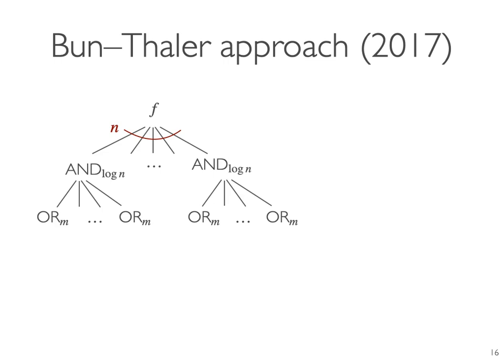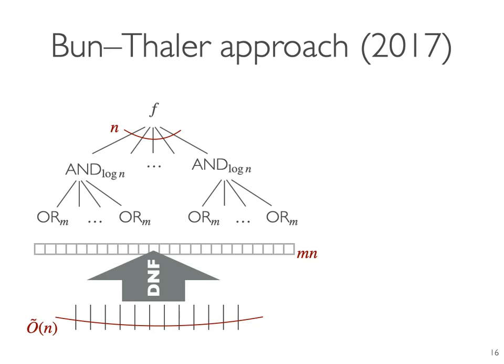However, Bunn and Thaler prove that this new approximate degree lower bound remains valid even if the input to the composed function is restricted to have Hamming weight roughly n. This makes it possible to compress the m times n bits to an input string of roughly n bits using a DNF formula, like so. This is Bunn and Thaler's hardness amplifier.